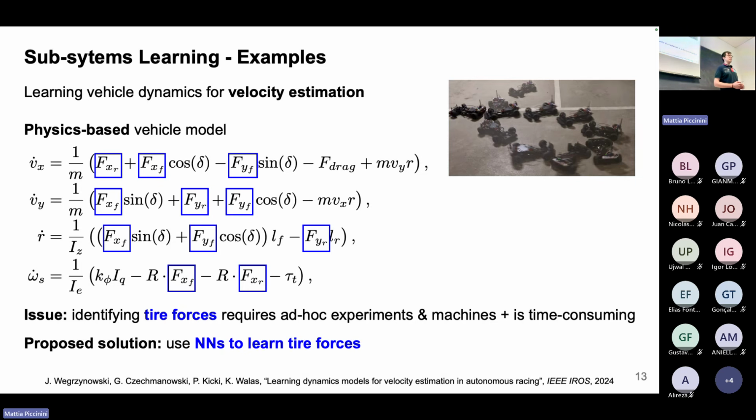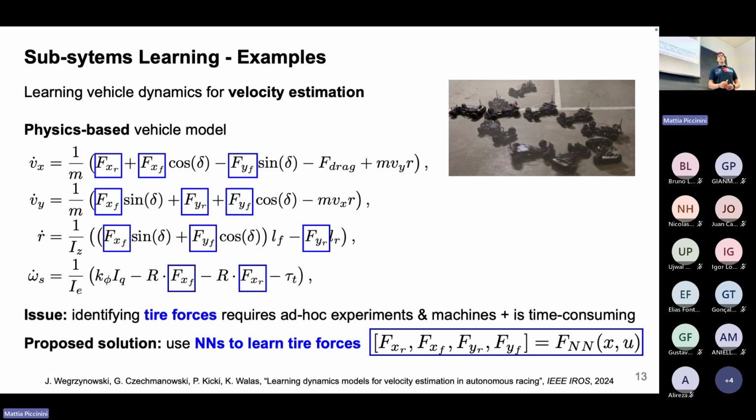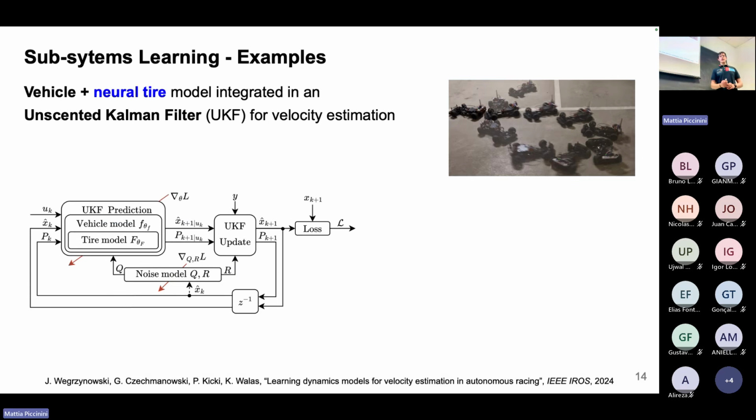And so they said, let's use neural networks to learn the tire forces. And so they were using basically general purpose networks as a function of their states X and controls U to learn these 4 tire forces. But the rest of the model remains physics-based, yeah? So it's still analytical, plus these neural corrections. And they were actually integrating the model inside an unscented Kalman filter for velocity estimation at the end, or state estimation more in general, if you want.